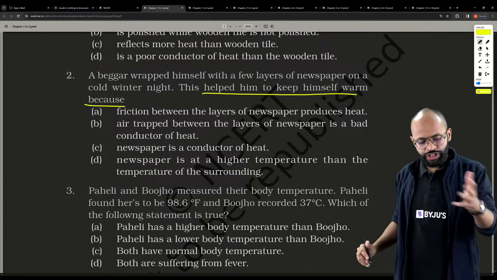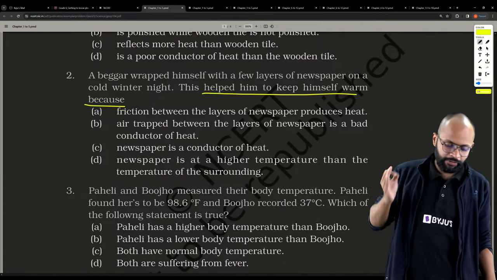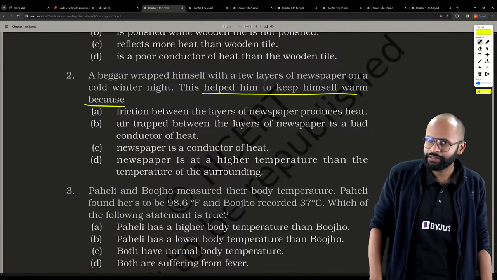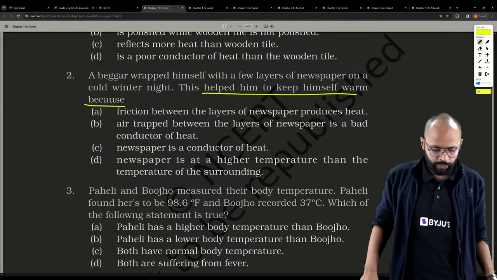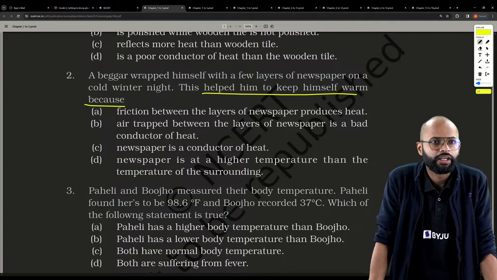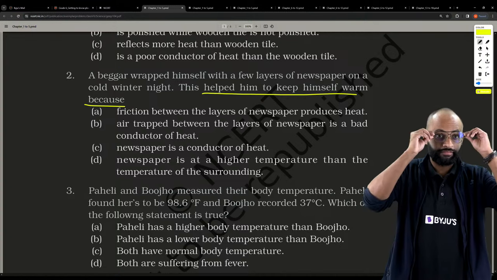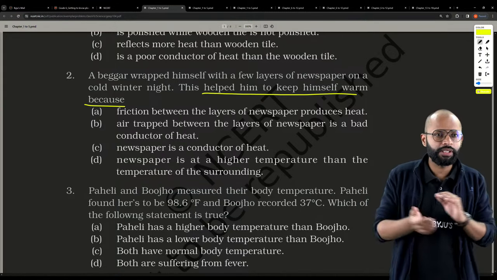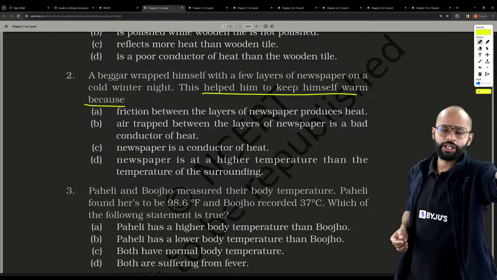First, friction between layers of newspaper produces heat. Second, air trapped between the layers of newspaper is a bad conductor. Third, newspaper is a conductor of heat. Last, newspaper is at a higher temperature than the temperature of the surrounding. Yes, come on. Class 8th or 7th? 7th, 7th. Badiya, badiya. B. Nice. Again, go with the same logic.